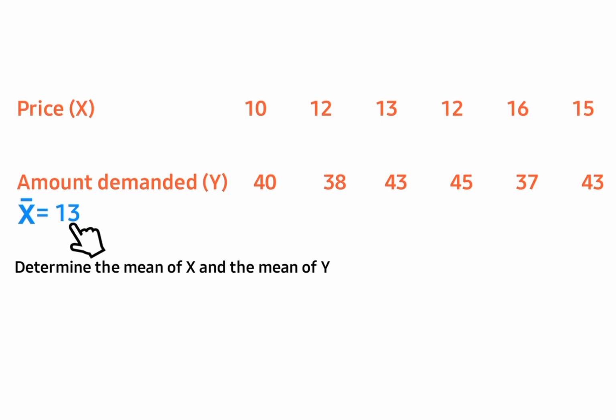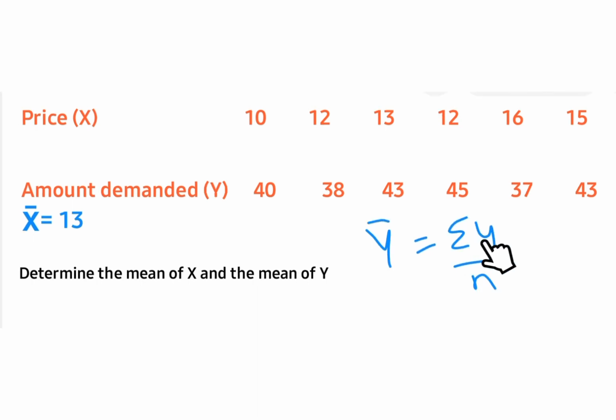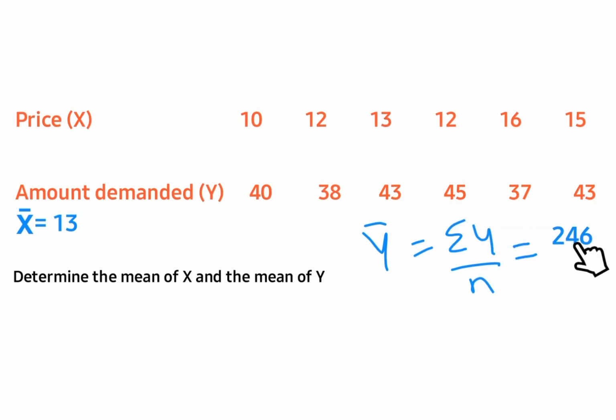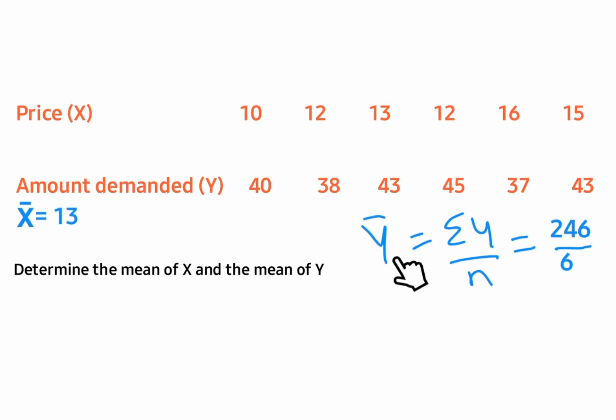Let's also proceed to determining the mean of Y. The mean of Y, denoted with Y bar, equals summation Y over N. Summation Y simply means addition of all the Y values, which is 40 plus 38 plus 43 plus 45 plus 37 and lastly plus 43. That gives us 246 over N, the sample size of Y series, which is 1, 2, 3, 4, 5, 6, and we record that now. Y bar will be 246 divided by 6, of course that gives 41.